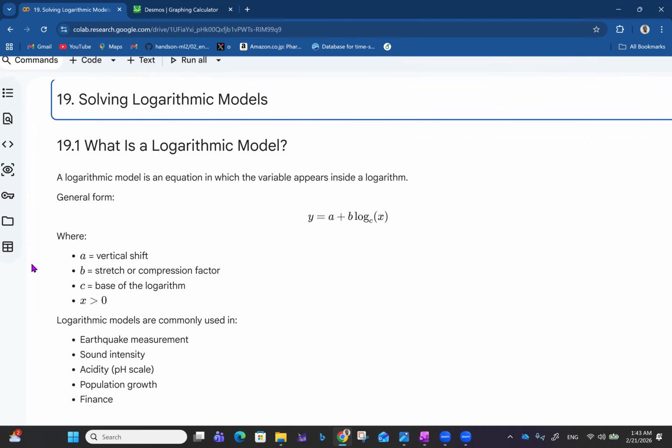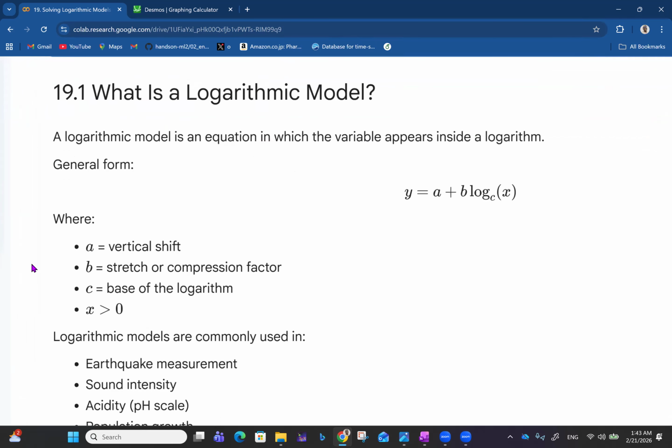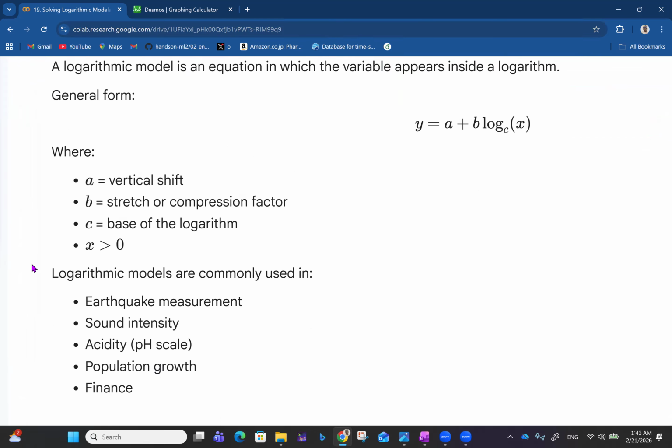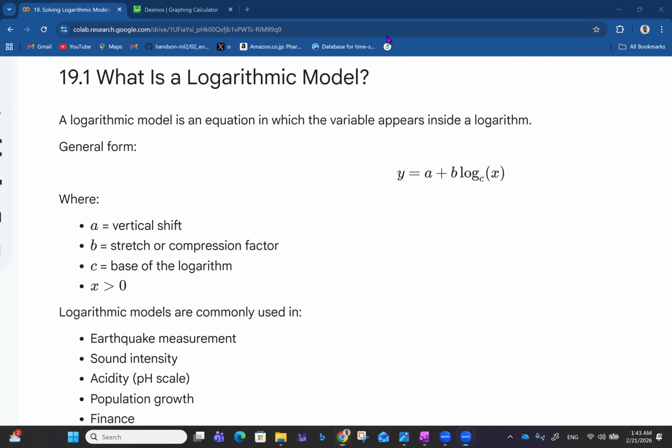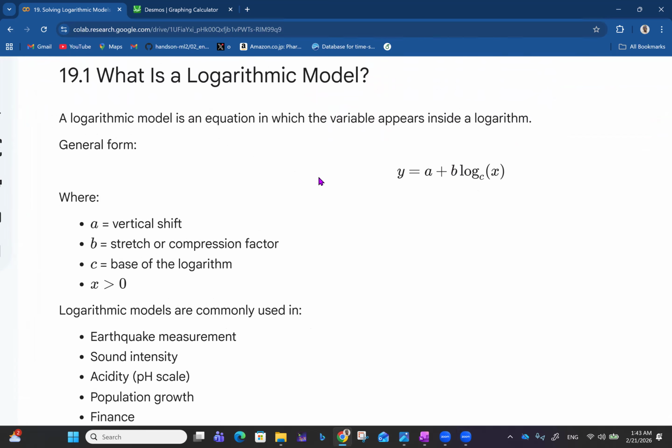Okay, so the first question is, what is a logarithmic model? A logarithmic model is an equation in which the variable appears inside a logarithm, right? The variable we are looking for appears inside a logarithm. So just like that, that's what we have for a logarithmic equation too. The variable we are looking for appears inside the log.